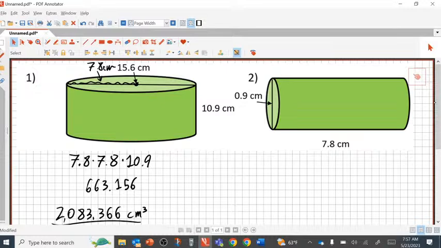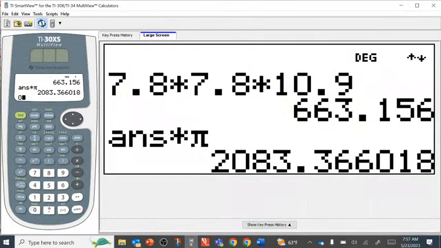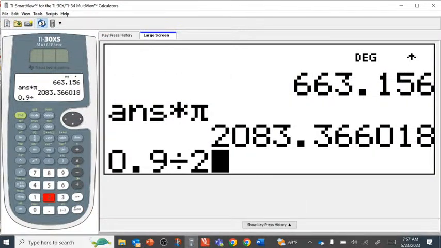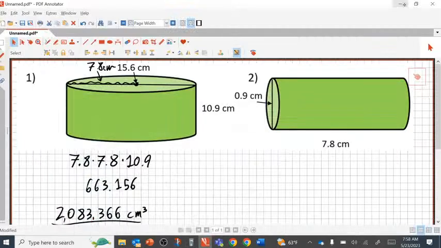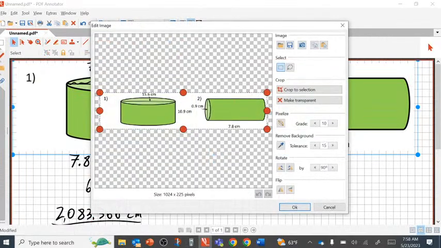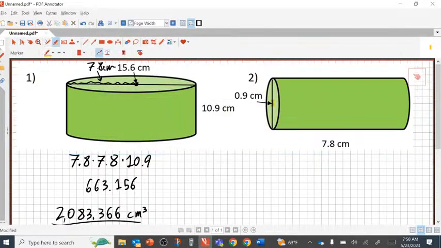Let's see if we can get a little bit of help, and that's going to come from Adriana. How would you handle number 2? What's the first thing you do? And how would I get the radius? And what was the diameter? Yeah, so we're going to take our 0.9 and divide it by 2, which is 0.45. That means that this is 0.45.